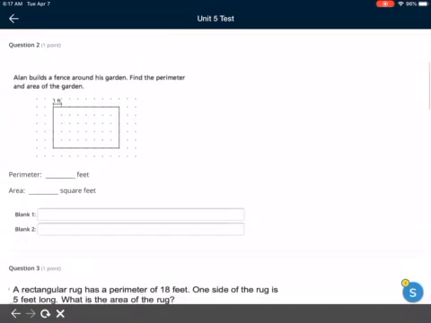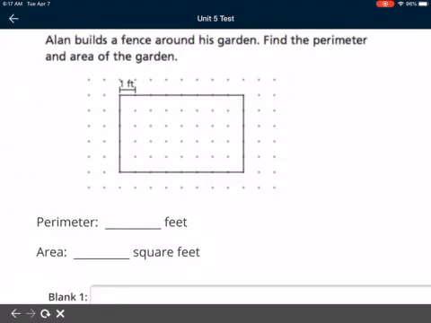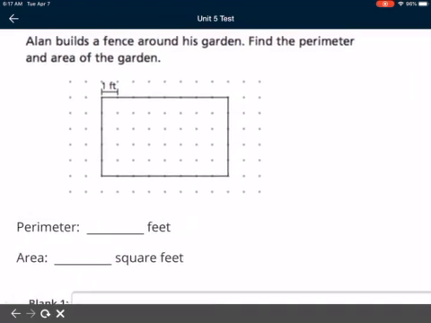Number 2, Alan builds a fence around his garden. Find the perimeter and area of the garden. Okay, so what's the perimeter of this and what's the area? So we had a problem just like this. So I have to think, okay, how do I figure out perimeter and how do I figure out area?